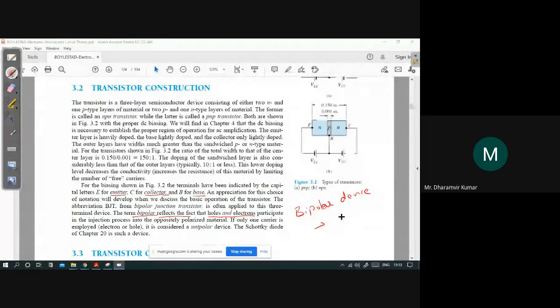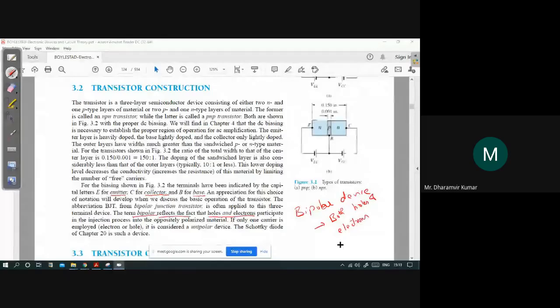So what is the meaning of this term bipolar? The term bipolar here reflects the fact that holes and electrons, this is important, both participate in the injection process into the oppositely polarized material. In simple terms, a bipolar device means both types of charge carriers, holes and free electrons, participate in the conduction of current.